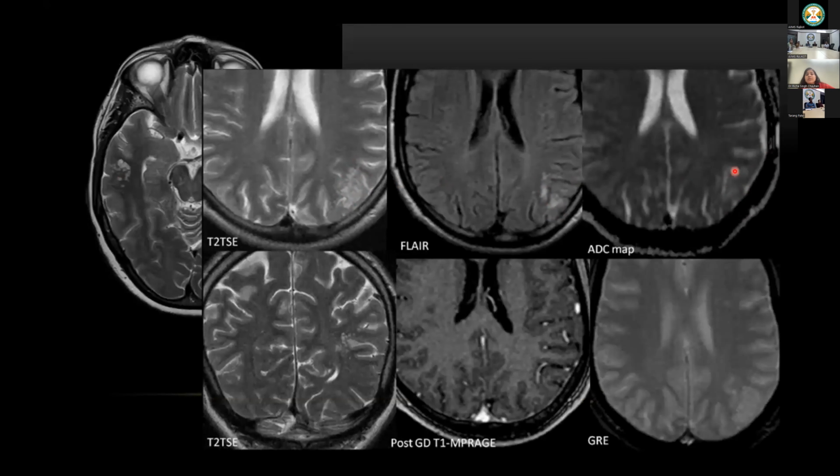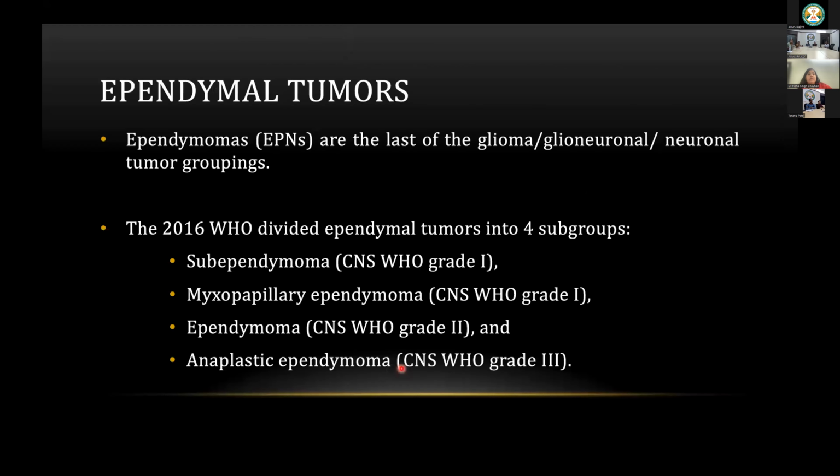There will be no diffusion restriction. There will be no enhancement, no bleed. And more clearly, we can see on this coronal image that the lesion is subcortical with multiple cysts around the lesion. So this is an example of MVNT.